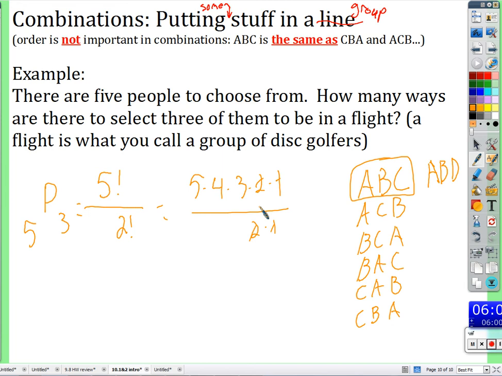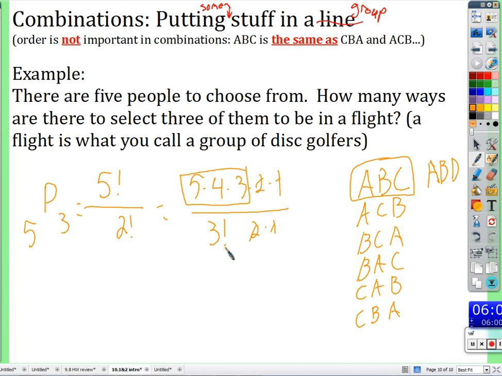Put together, rearrange, permute is the math word. Every group of three gets permuted six different ways. So if this number, which is what we have so far, is six times too big, how can we get it to not be six times too big? Divide by 6. Divide by 3 factorial, because that's the number of ways you can order those three things.